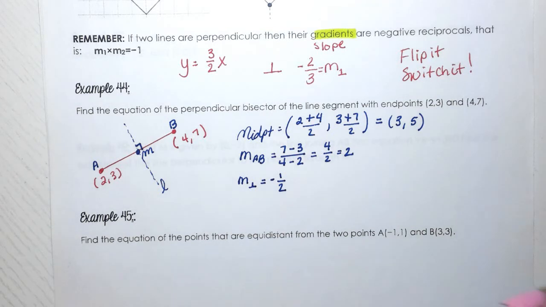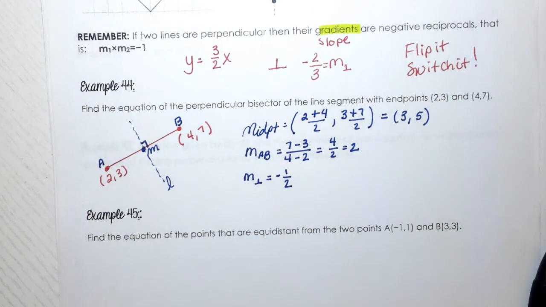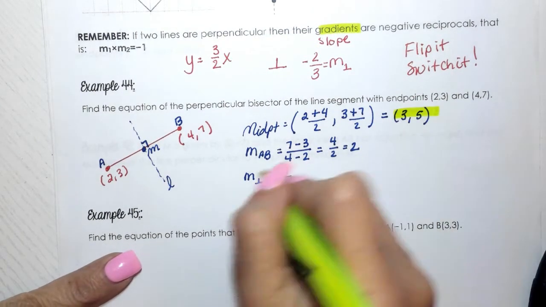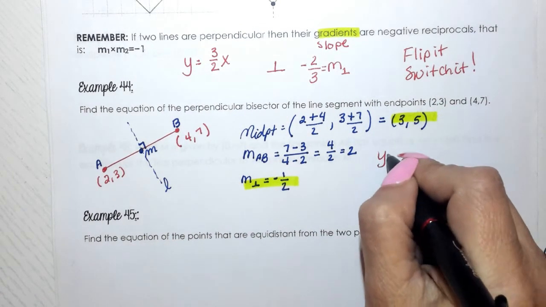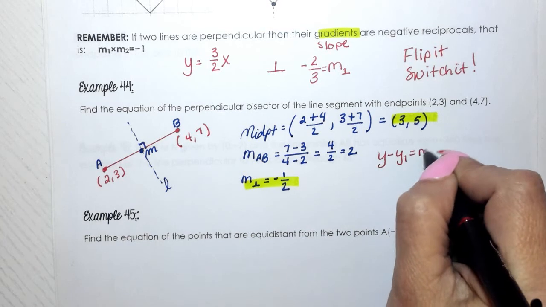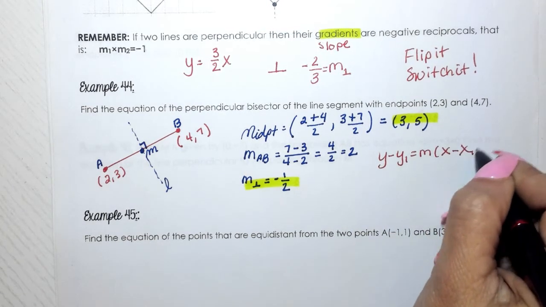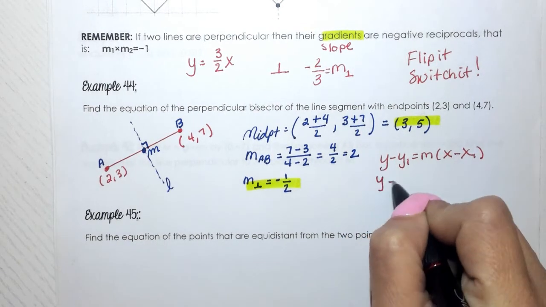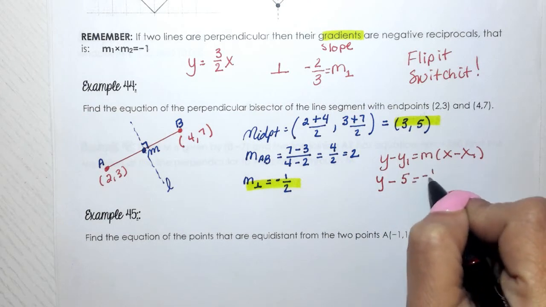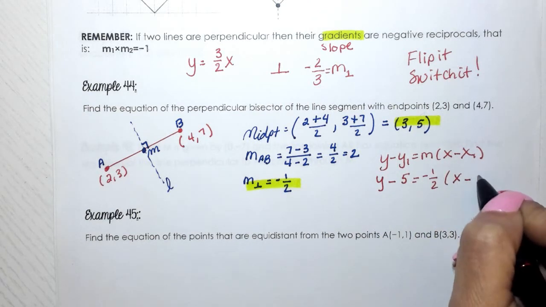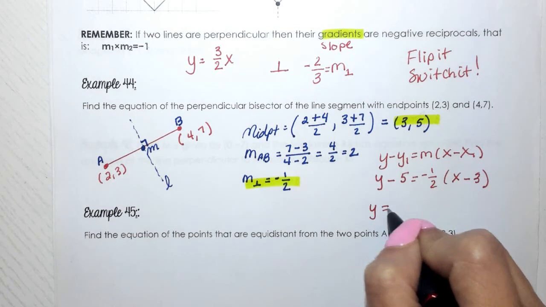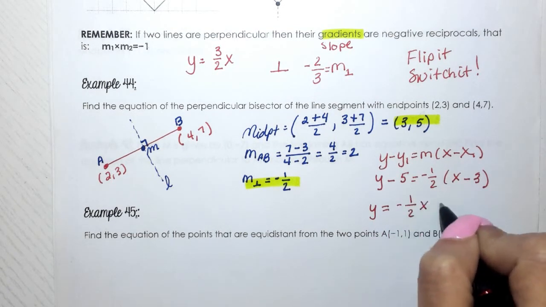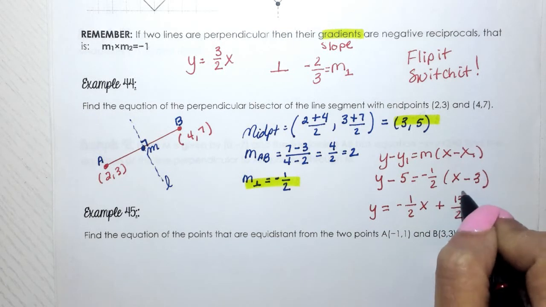To write the equation of the line, I need a point and a slope. I've got both. I'm just going to write the equation of the line. y minus y1 equals the slope times x minus x1. So here we go. y minus 5 equals -1/2 times x minus 3. If I simplify that, you end up getting y equals -1/2 x plus 13 over 2.